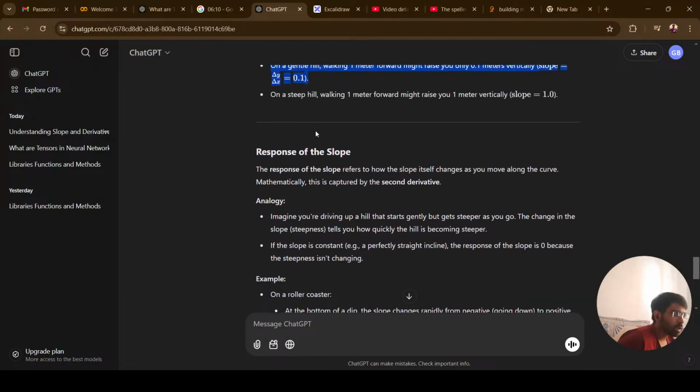Now the response of slope refers to how the slope itself changes as you move along the curve. Mathematically, this is captured by the second derivative. Imagine you are driving up a hill that starts gently but gets steeper as you go. The change in steepness tells you how quickly the hill is becoming steeper. If the slope is constant, the response of the slope is zero because the steepness isn't changing.